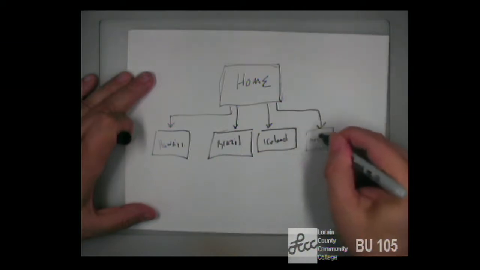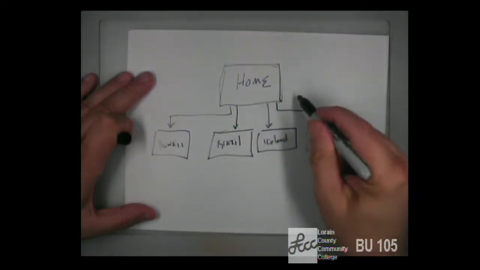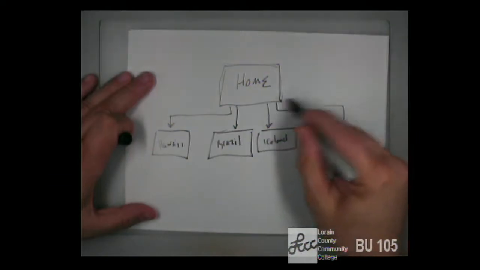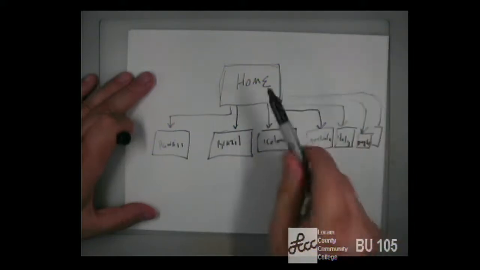Then we're going to have two more pages. You know, tips for single people traveling, tips for families. So we're going to have 1, 2, 3, 4, 5, 6, 7, 8 pages. All right, on our site.